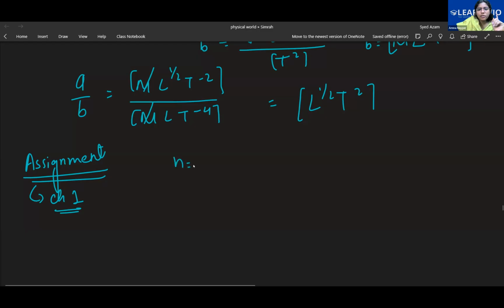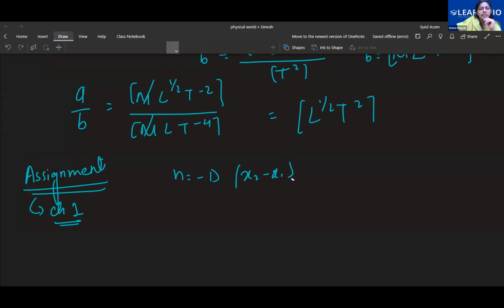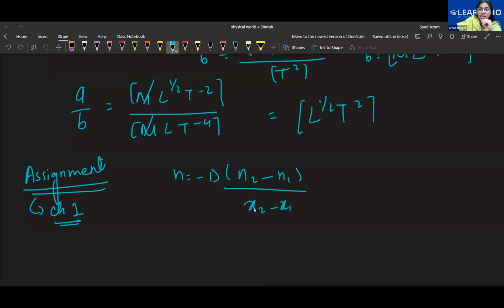N is equal to minus g, (x2 minus x1), (n2 minus n1). The last question. Yes, the last question. (n2 minus n1) divided by (x2 minus x1). That is very important. Wherever you have it in your notes, mark that as important.